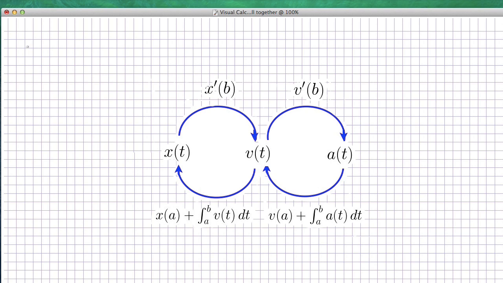Initially, we started out with simply the d equals rt equation. But we learned that we could make a d versus t diagram and find the r hidden in the slope. Conversely, we learned that we could make an r versus t diagram and find the d hidden in the signed area.